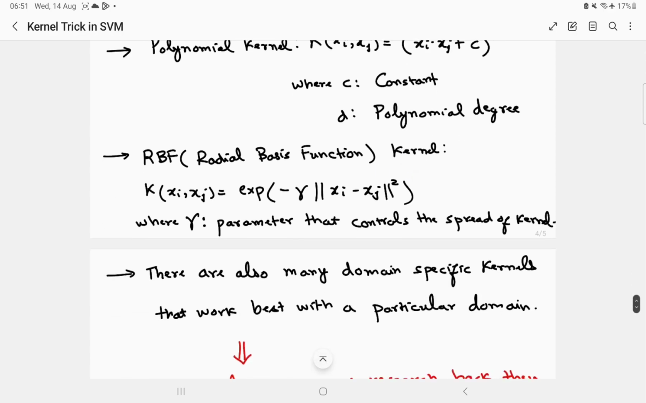And then you do have a very popular general purpose kernel, that is the RBF kernel. You must have heard about this because this is a very good general purpose kernel and works really well with non-linearly separable data in a generic case. And this is simply given as the exponent of negative gamma times the squared L2 norm of xi minus xj. And gamma is basically a parameter that controls the spread of your kernel.